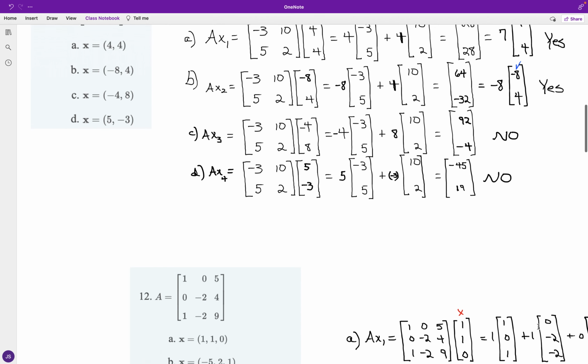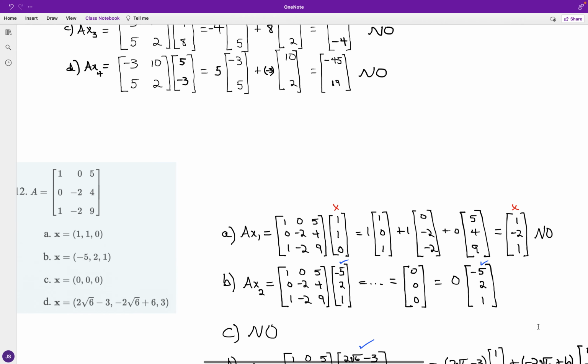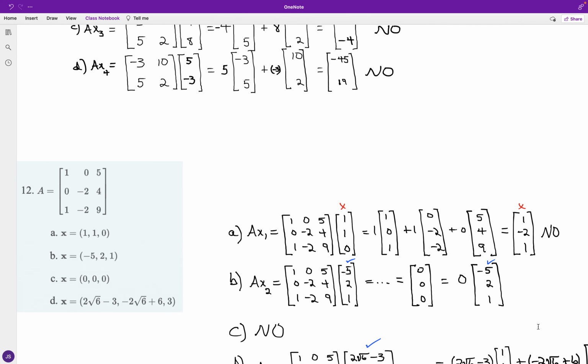Now, testing out, let's say, 1, 1, 0, first of all, given the coefficient matrix A is equal to 1, 0, 5, 0, -2, 4, 1, -2, 9, and just taking the product of A and 1, 1, 0, this will come out to 1, -2, 1, and that is not reducible to terms in 1, 1, 0, so 1, 1, 0 is not an eigenvector.